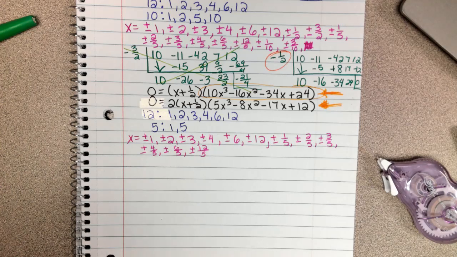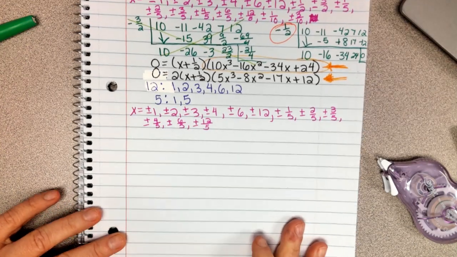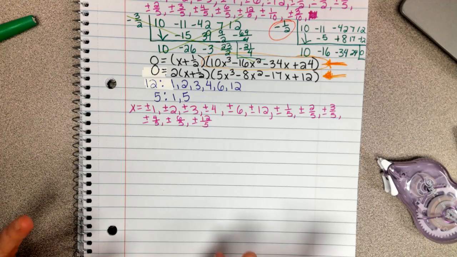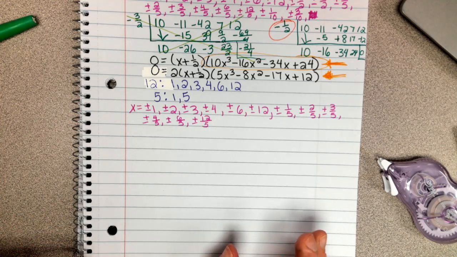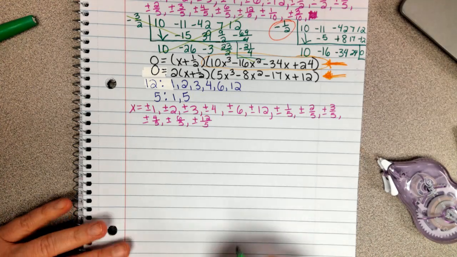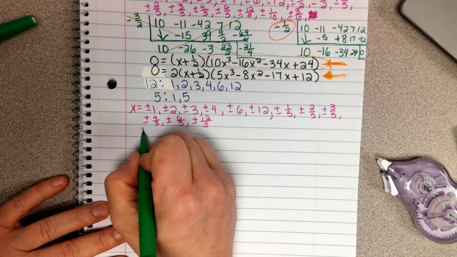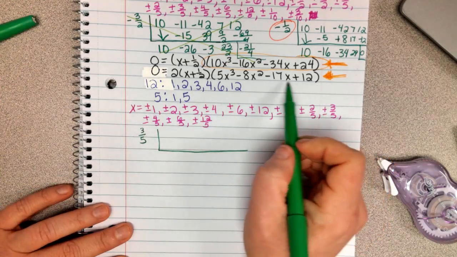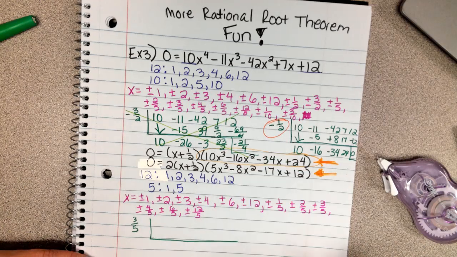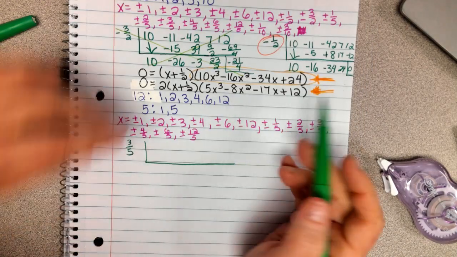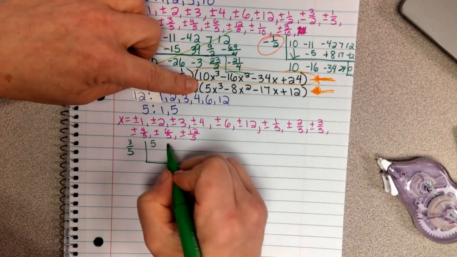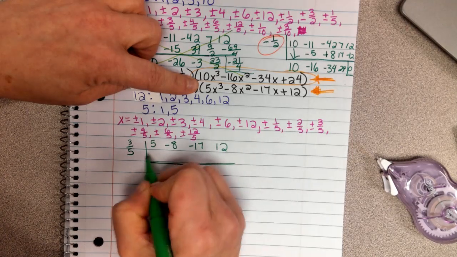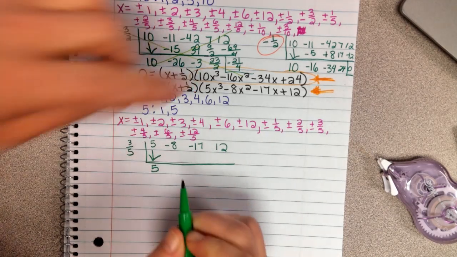Excellent. Okay. What should we start testing? I'm going to test 3 over 5. Okay, so I'm going to set up my synthetic division. Notice I'm using this polynomial now. I am not going back up to the top. I'm using this one right here. All right, so I have 5, negative 8, negative 17, and 12. So I'm going to run this one more time.